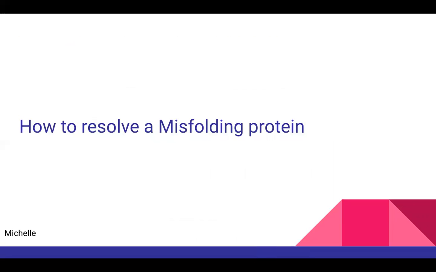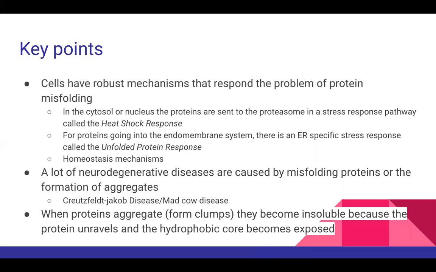Yeah, okay, so now I'm going to move on to how to resolve a misfolding protein. Some important points are that cells have robust mechanisms that respond to the problems of protein misfolding. And there are two responses we spoke about. In the cytosol or nucleus, there's a heat shock response, which involves sending proteins to the proteasome in a stress response pathway. And then the other response we talked about was the unfolded protein response, or the UPR. And this occurs for proteins that go to the endomembrane system. So this is an ER-specific stress response.